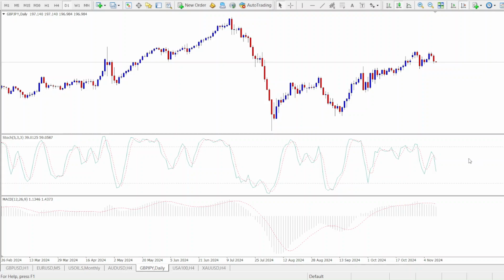And lastly, use this strategy in trending markets for the best results. If you are trading in a range, you might get mixed signals. So it's ideal to apply it when there is a clear trend direction. Okay, and that is it for this video. We have been able to break down the stochastic and MACD strategy. By combining these indicators, you can add precision to your trading and hopefully reduce false signals.